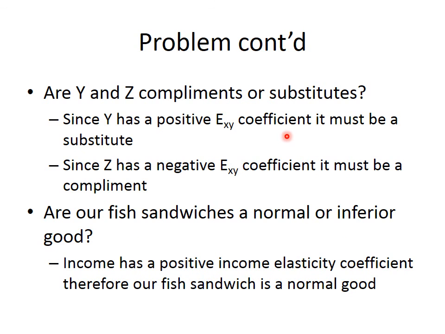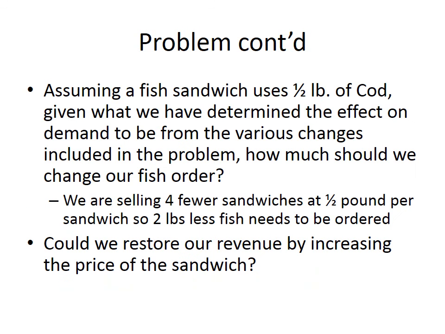And then this we've already solved. Our Y and Z are complements or substitutes. Since Y has a positive cross-elasticity coefficient, it must be a substitute. Since Z has a negative cross-elasticity coefficient, it must be a complement to our fish sandwich, and we already discussed the thinking behind this as we went through it. Are our fish sandwiches a normal good or an inferior good? We have a positive income elasticity, meaning increases in income, increases in demand. That's consistent with a normal good, so our fish sandwich is a normal good.